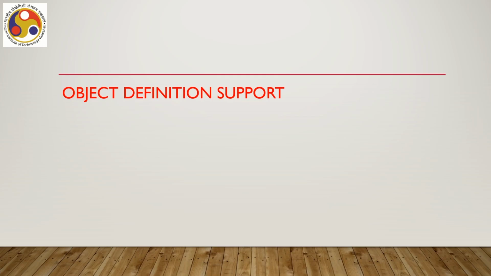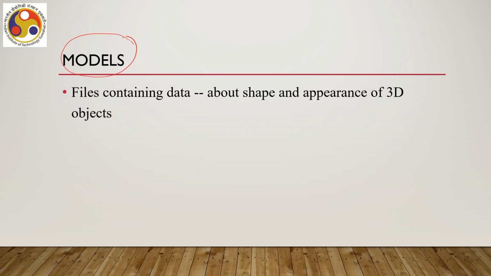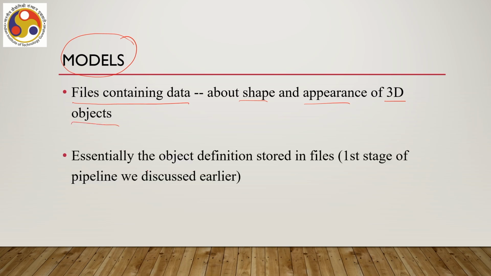So, first thing, let us try to understand how this pipeline supports object definition. Object definition is the first stage we discussed in our graphics pipeline. So, let us see how Unity provides support for that. Unity provides object definition support in the form of something called models. These are nothing but files containing data on the shape and appearance of 3D objects. So, these files are essentially the object representation, the object definition stored in files, which is the first stage of the pipeline we talked about earlier.